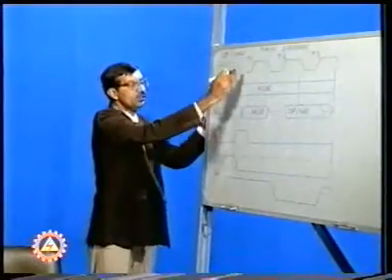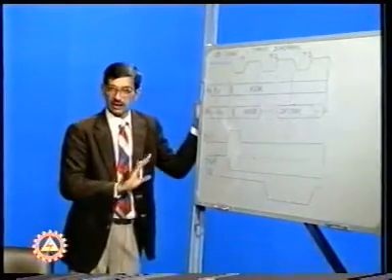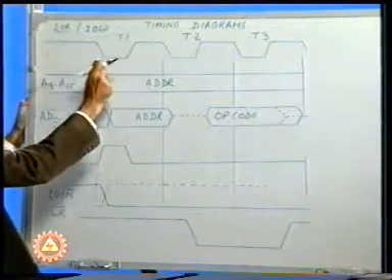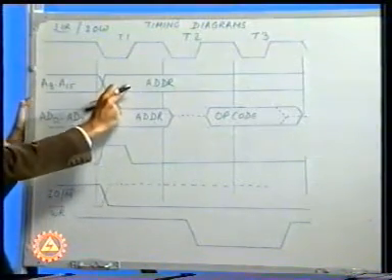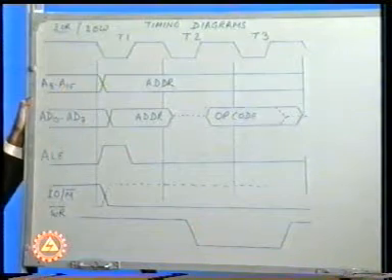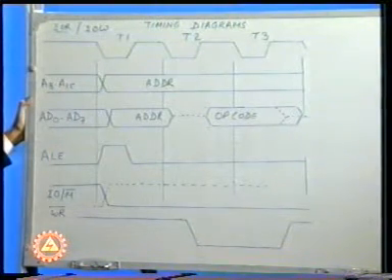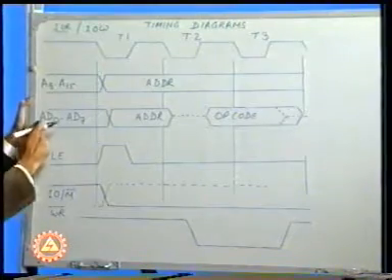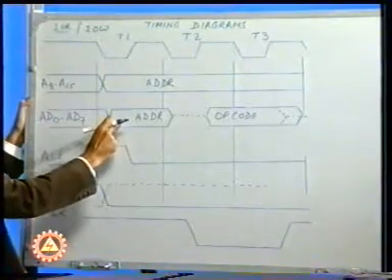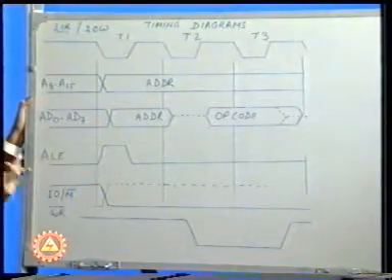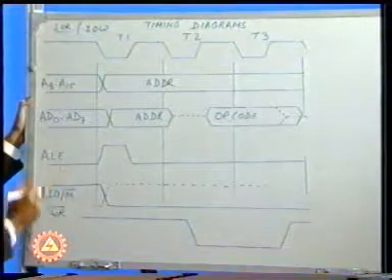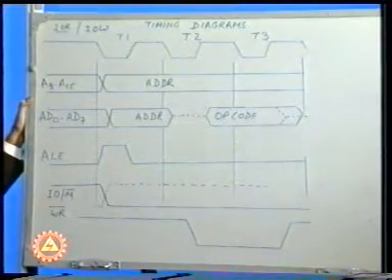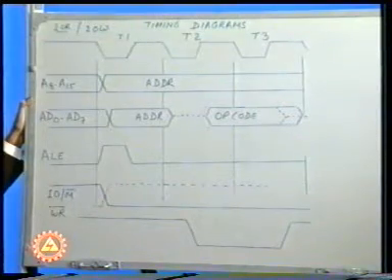As far as T1 is concerned, there is no change at all. A8 to A15 contain the address where the data is to be written. On AD0 to AD7, we will once again have the address where we want to write the data. ALE would go high. IO/M bar would go high, indicating that we want to have IO related operations.